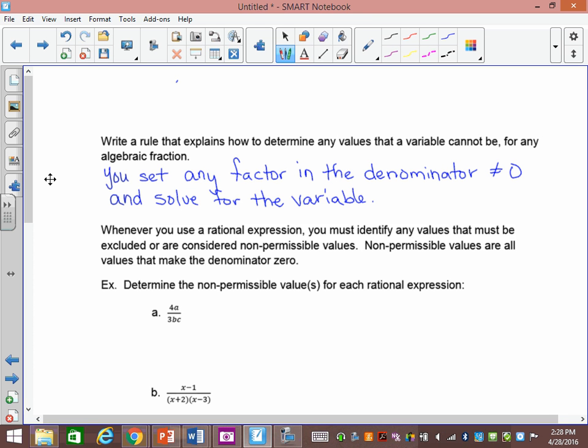Whenever you use a rational expression, you must identify any values that must be excluded or are considered non-permissible values. Non-permissible values are all the values that make the denominator 0.